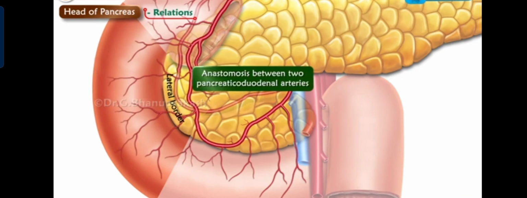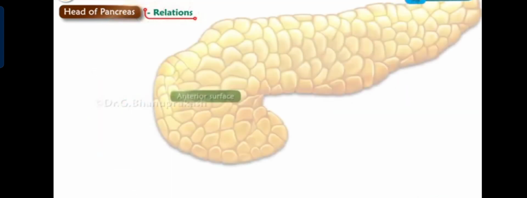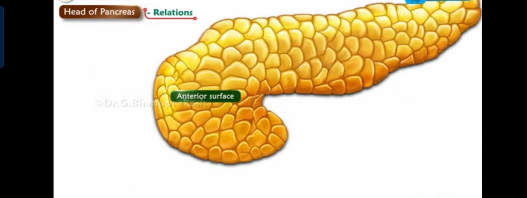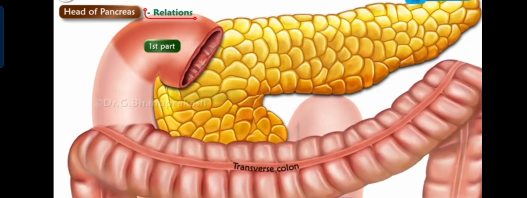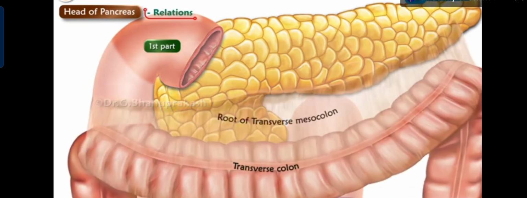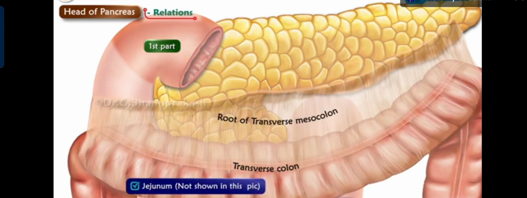Now next we will discuss the surfaces. The anterior surface is related to the following structures from above to below. First is the first part of the duodenum. Next is the transverse colon, root of the transverse mesocolon and jejunum.